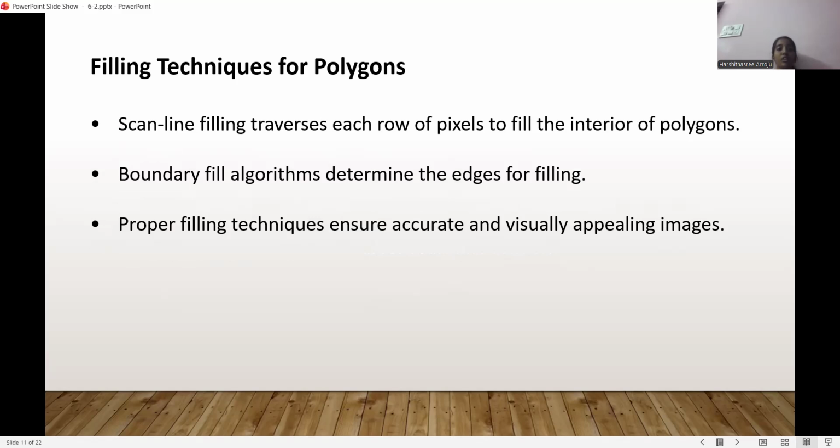Filling techniques for polygons. Scanline filling traverses each row of pixels to fill the interior of polygons. Boundary fill algorithms determine the edges for filling. Proper filling techniques ensure accurate and visually appealing images.